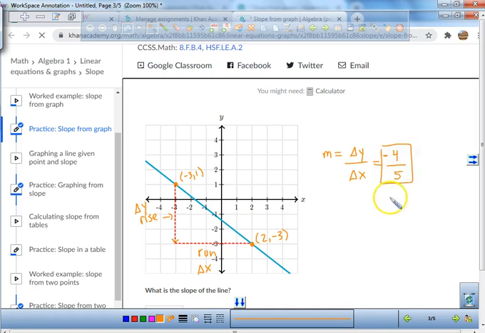So what is my slope of this line? -4/5. That's what I'm literally going to type in to the Khan Academy. All right? Now, could you use Desmos to help you find it? Absolutely. You could use Desmos.